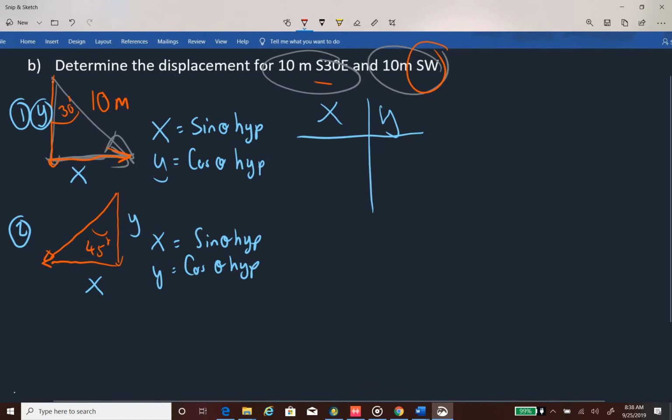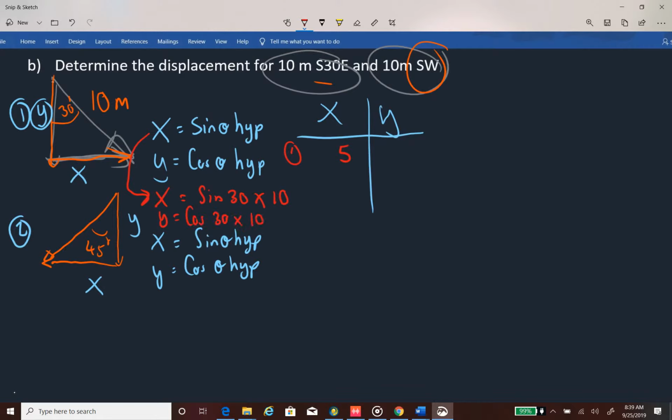So let's figure these out. If I look at the first vector, x equals sine 30 times my hypotenuse, which is 10. So sine 30 times 10 is 5. My y component is going to be cosine 30 times 10, which should give me 8.7.